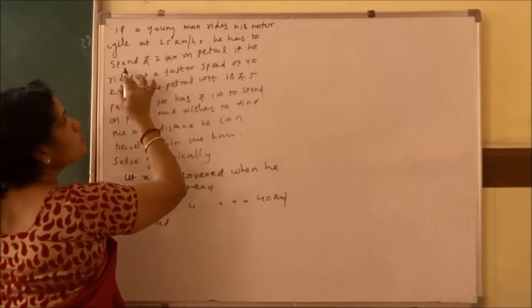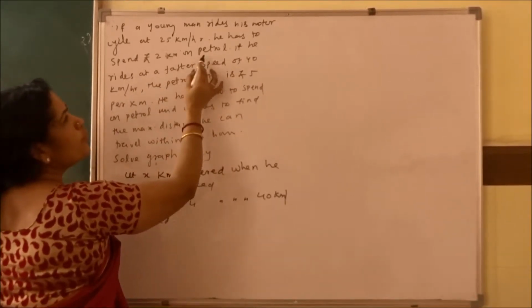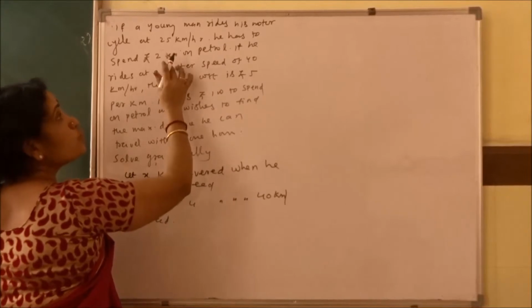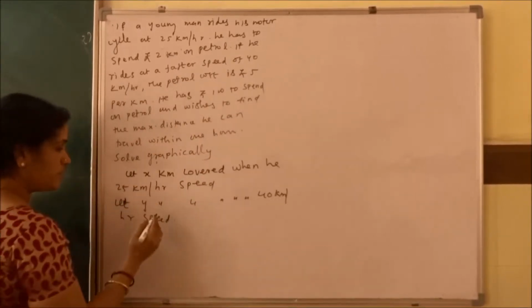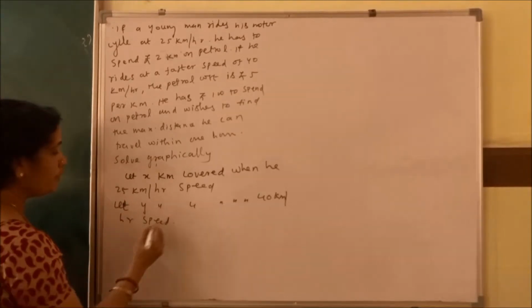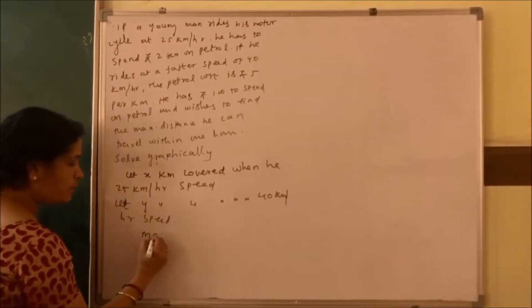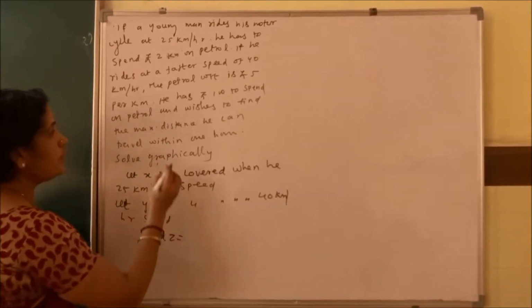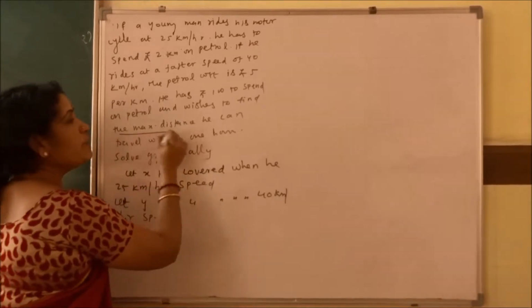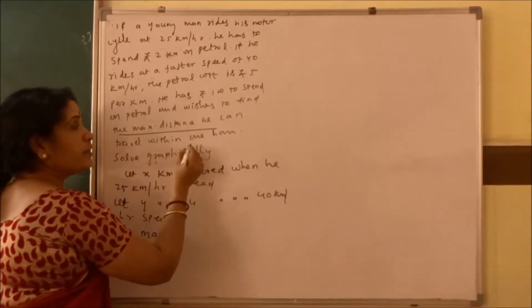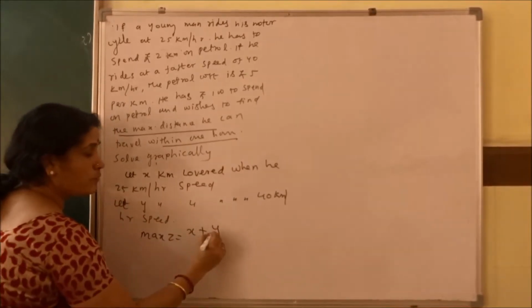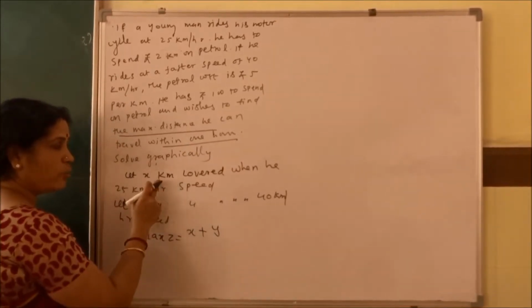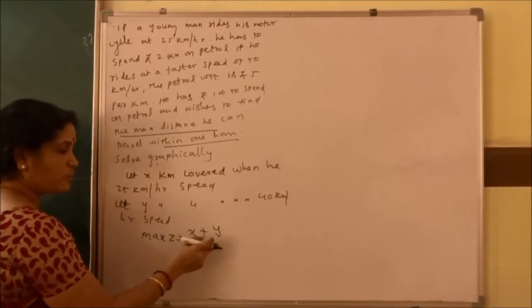He has to spend rupees 2 per kilometer on petrol, and when he rides at his fastest speed, that is here 40 kilometers per hour. So now the maximum is equal to what they are asking here: find the maximum distance he can travel within 1 hour. So they are asking x plus y. Maximum distance is x kilometers covered, y kilometers covered, x plus y.